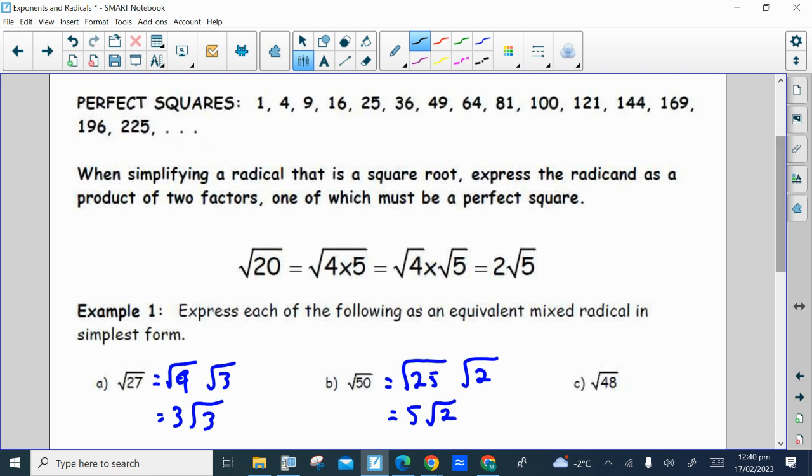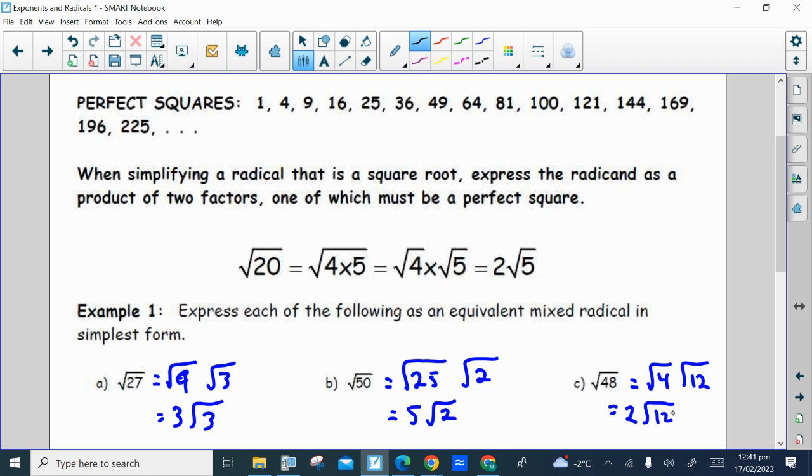Now for question C, you might look at that list and say, well, I know that 4 divides into 48. You could take your calculator and go 48 divided by 4, and you would get 12. So you could say this is equal to root 4 root 12. And 4 is a perfect square. The square root of 4 is 2. But this one is not done because the 12 can be broken down further.